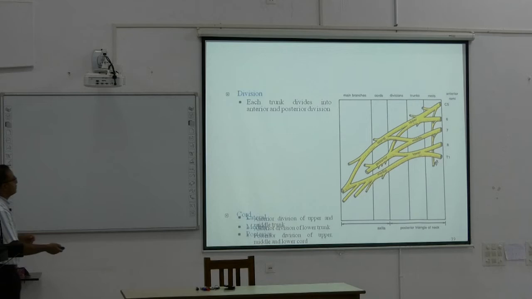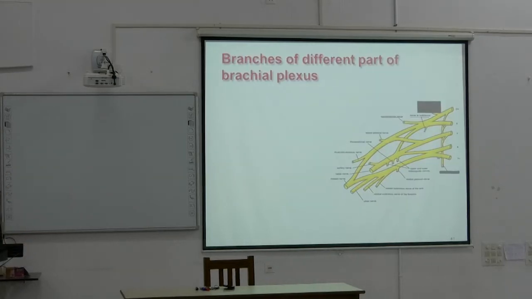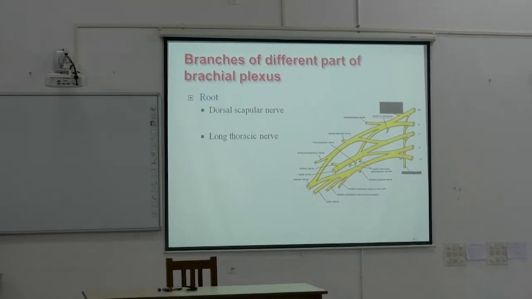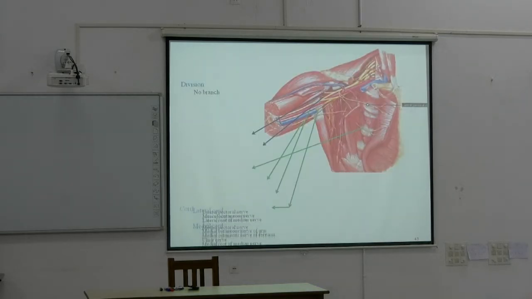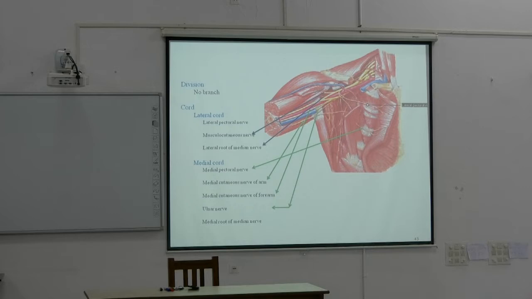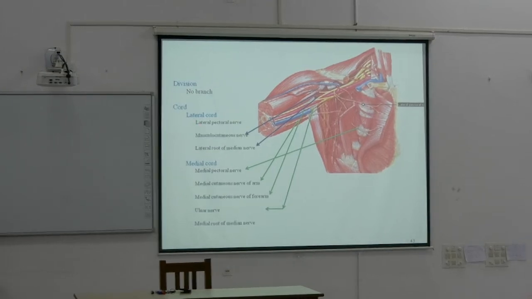Let's come to the branches of the different parts of this region. Let's focus on the cords first. Starting with the lateral cord: the lateral cord gives three branches. We call them the lateral pectoral nerve, the lateral root of the median nerve, and the musculocutaneous nerve. These are the branches coming from the lateral cord, and we have seen all three of them.